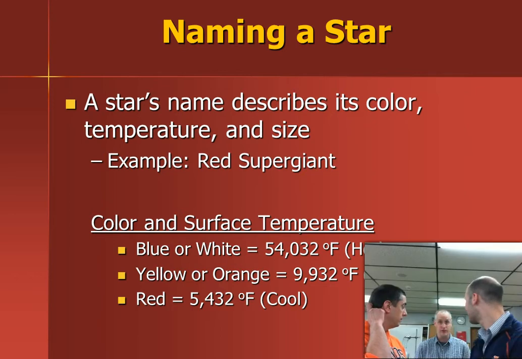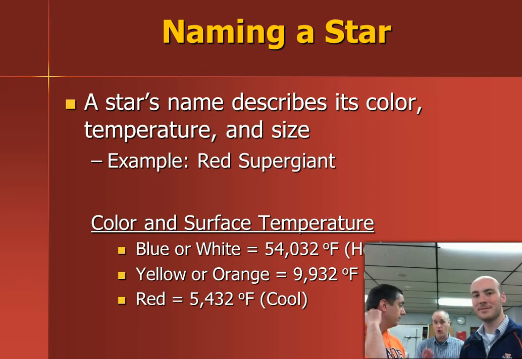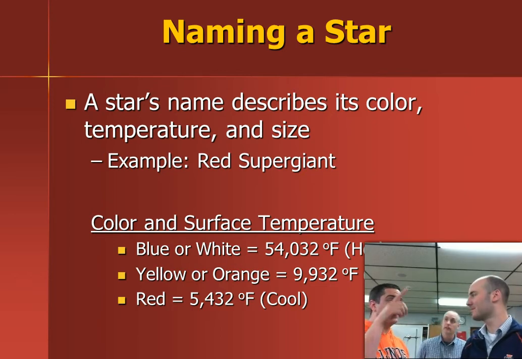Now this is surface temperature, not at the heart of the star, not at the core of the star. And what's neat is that it follows the electromagnetic spectrum, too. Blue has the highest energy, so it's the highest temperature. Red's the lowest energy, so it has the lowest temperature.